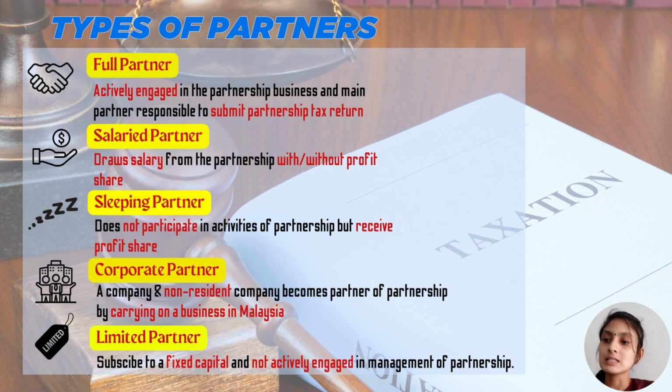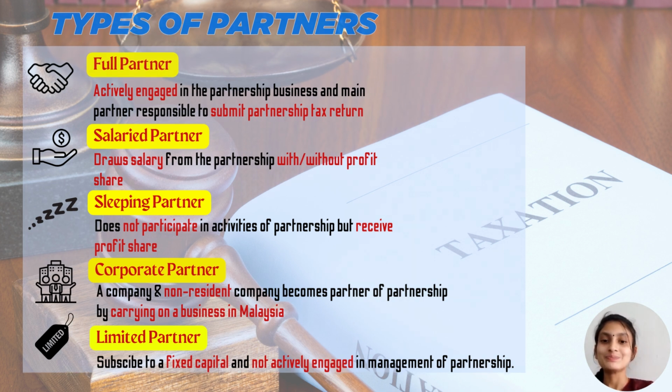And then the last type is the limited partner. A limited partner subscribes to fixed capital and is not actively engaged in the management of the partnership, which means they will have a fixed capital. They subscribe into fixed capital, but they are not engaged in the partnership activities. So this is all about the types of partners.